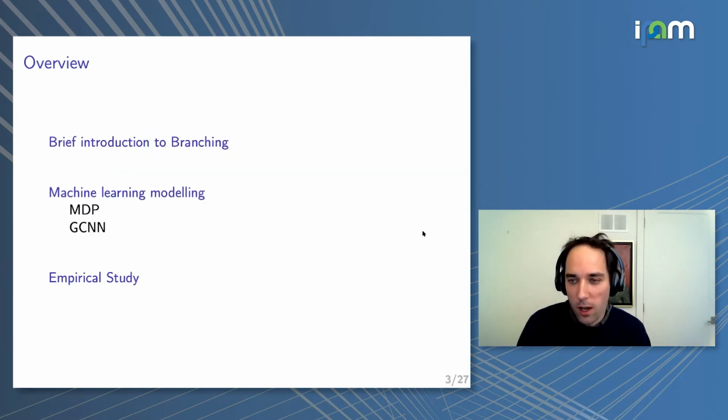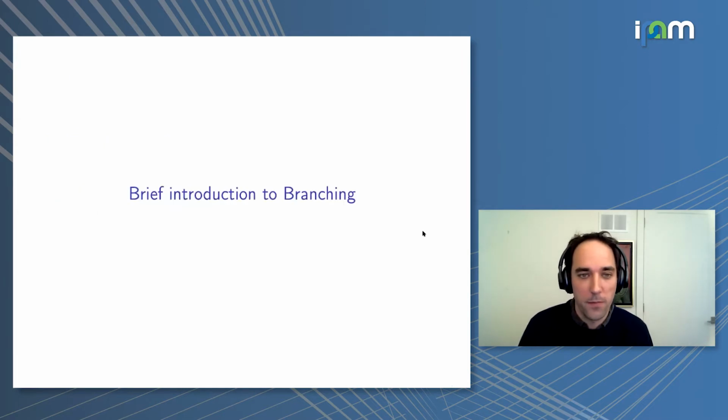So, a quick overview of my talk. I'll first introduce branch and bound and branching. Then I'll talk about machine learning modeling, how we can model this as a sequential decision-making process. Our contribution here was to introduce GCNNs, graph convolutional neural networks, for this task. And then I'll end with a numerical study.